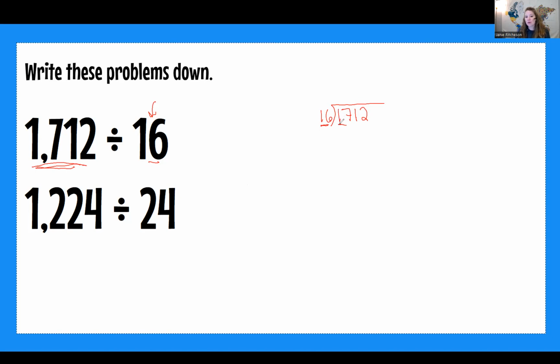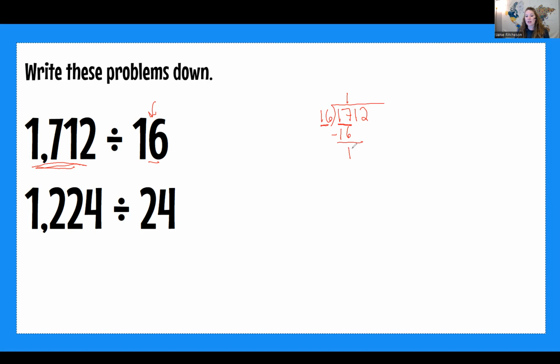So then we go to the next digit, and now we have 17. Will 16 go into 17? Yes, 16 goes into 17 one time. We write the number above the 7, because it's not going into the 1, it's going into 17. Now we multiply: 1 times 16 is 16. Next step is to subtract. 17 minus 16 is 1.